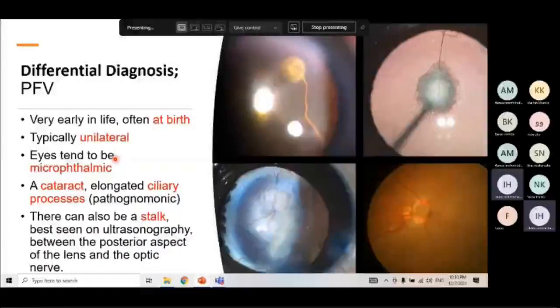Persistent fetal vasculature, usually you find what we call a Bergmeister papilla, or a persistent primary vitreous, a blood vessel extending from the head of the optic disc to the back surface of the retina and maybe causing a bit of cataract in the lens.